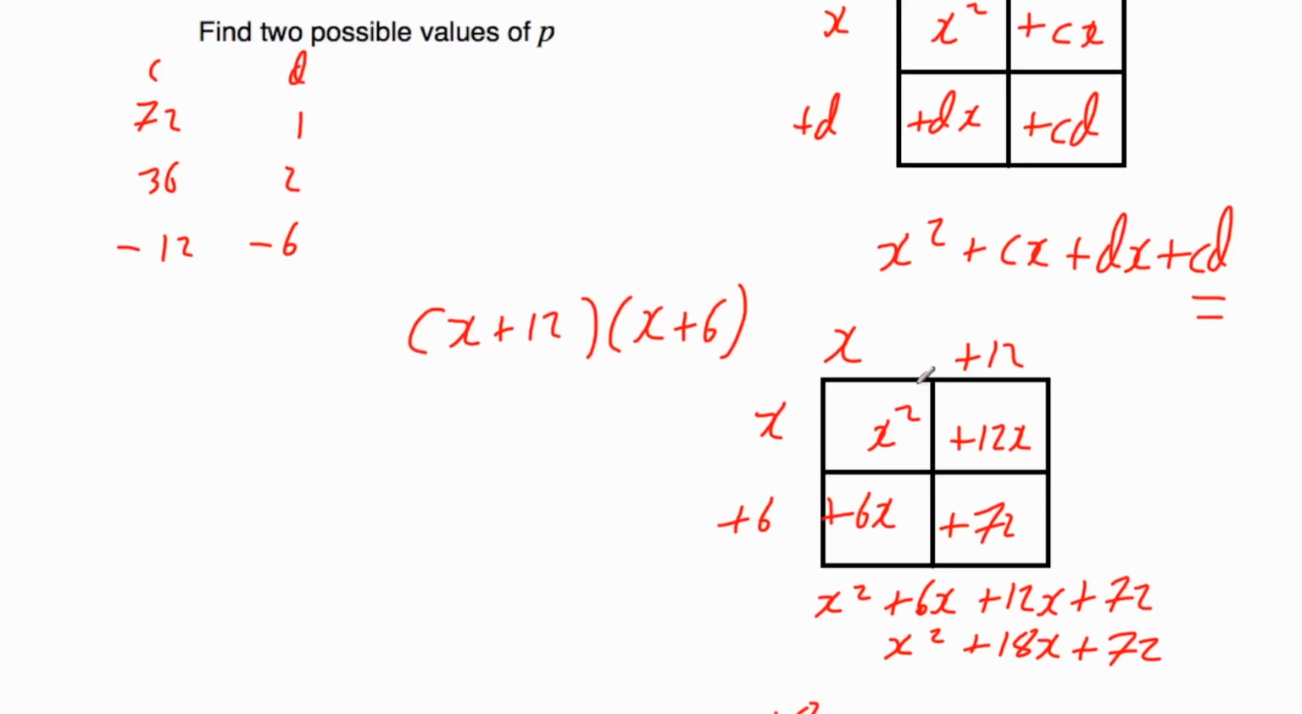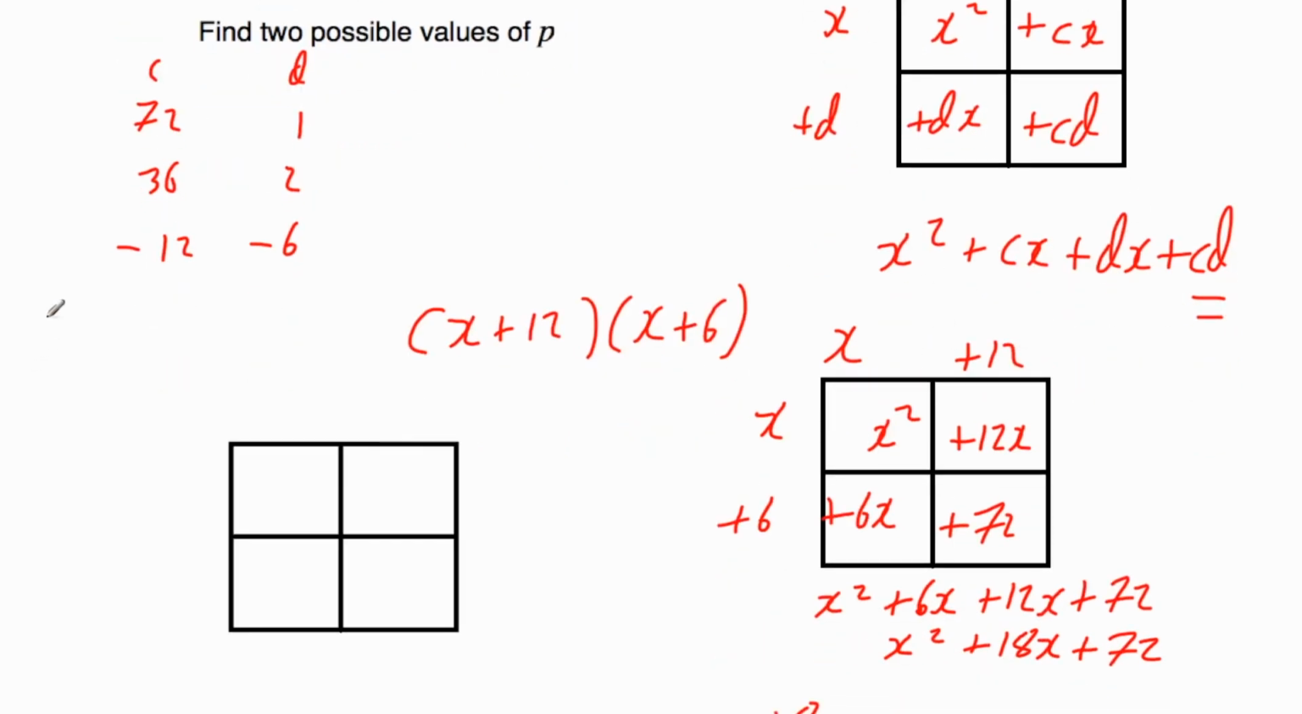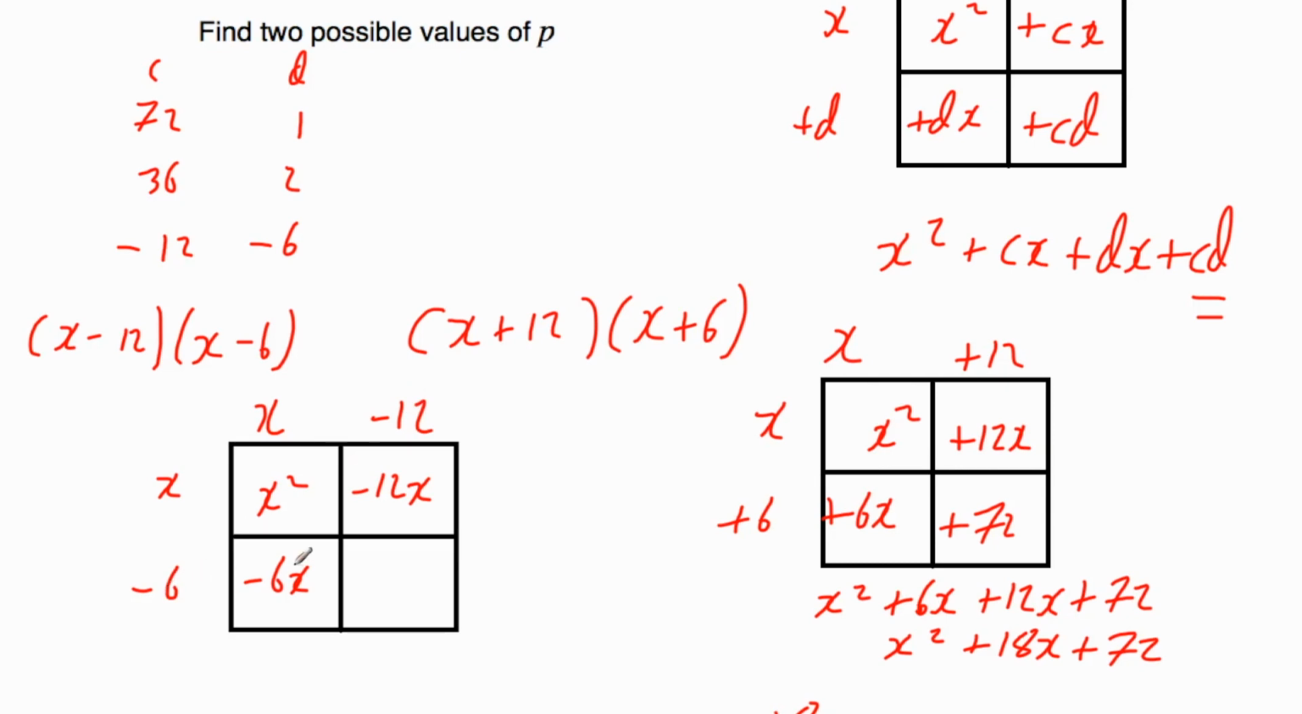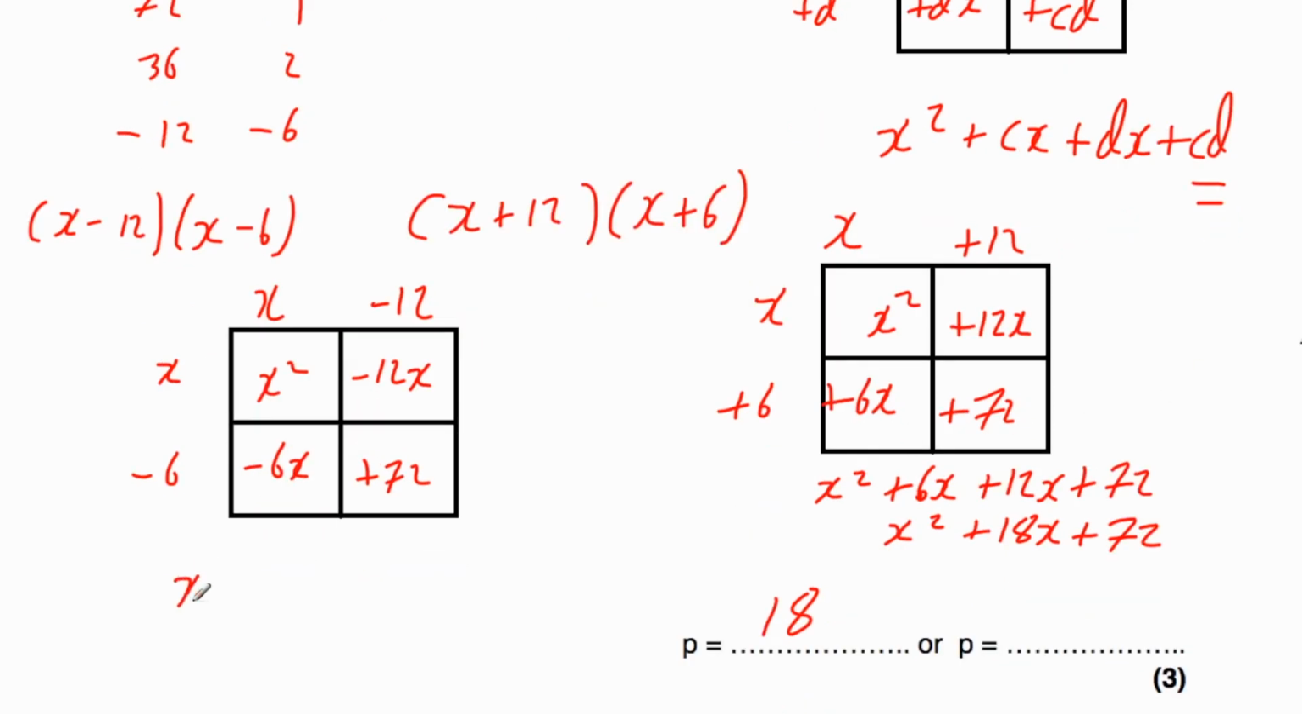So let's see what we get if we expanded those brackets. So we could also have x minus 12 and x minus 6. And let's see what that gives us. So x minus 12, x minus 6. X times x is x squared. X times a negative 12 would be negative 12x. X times a negative 6 would be negative 6x. And negative 12 times a negative 6 would be positive 72. So if we write that out, we get x squared minus 6x minus 12x plus 72.